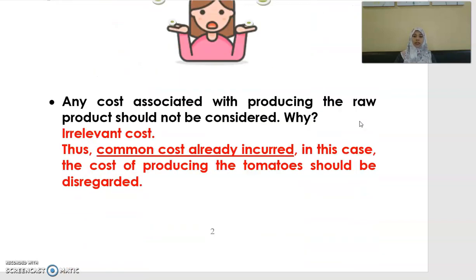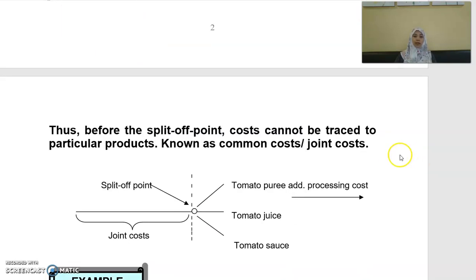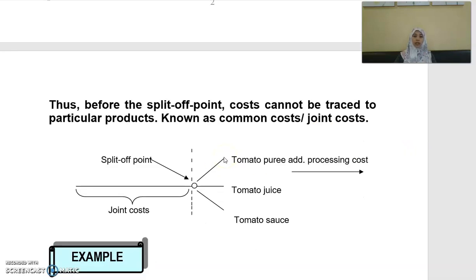Any cost associated with producing the raw product should not be considered. Why? Because it is an irrelevant cost. Any common cost or joint cost that you already incurred, in this case the cost of producing the tomatoes, should be disregarded. Those are the costs before the split-off point, the common costs or joint costs. So here you incur cost up to the production of tomatoes.